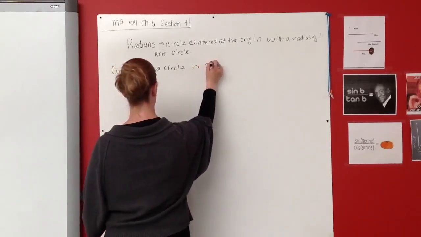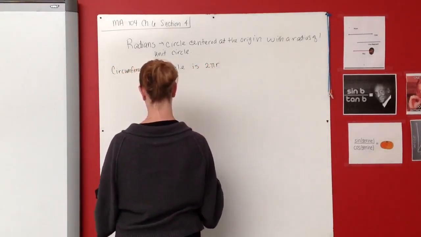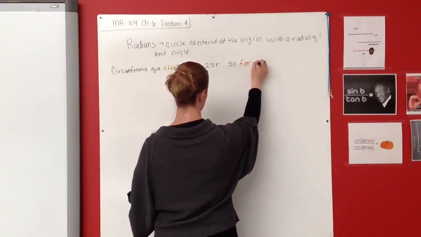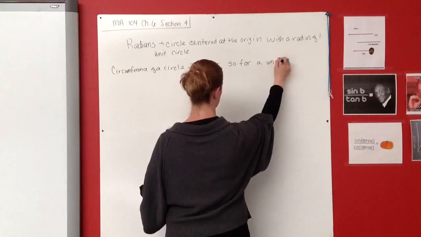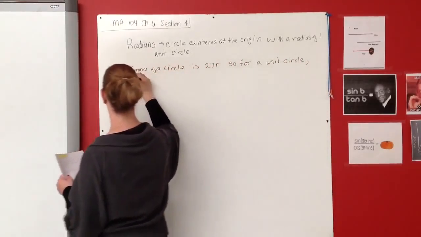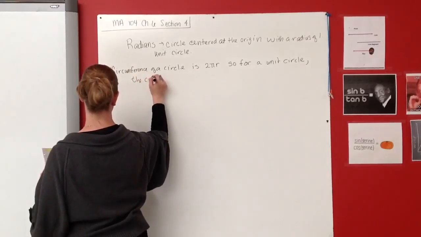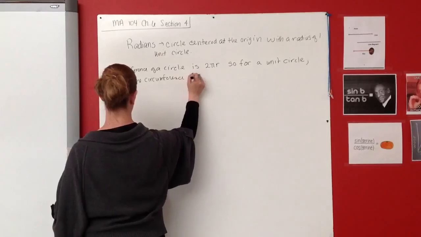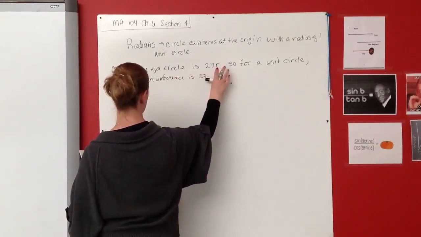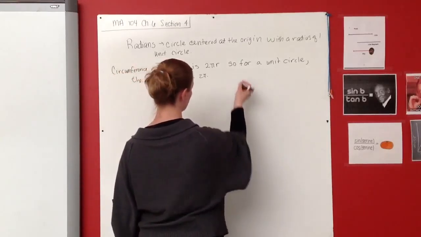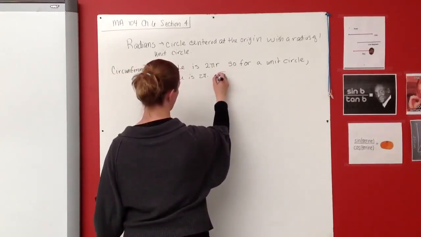is 2 pi r, and this is just a formula that you've seen time and time again. So for a unit circle, the circumference is 2 pi. Because when the radius is 1, you have 1 times 2 times pi, which is just 2 pi. And don't forget, circumference is the distance around a circle.